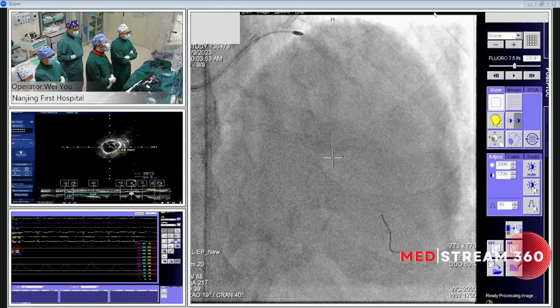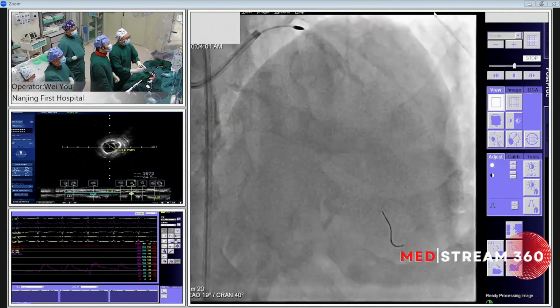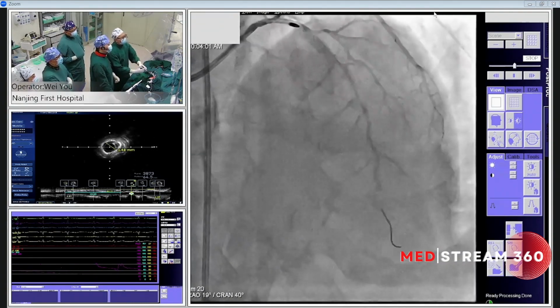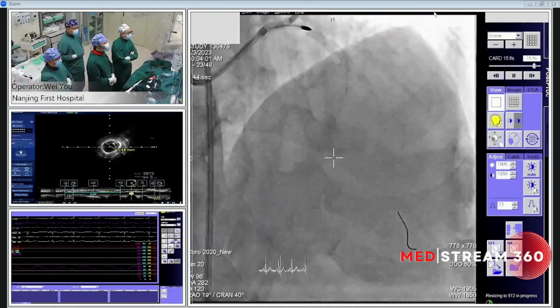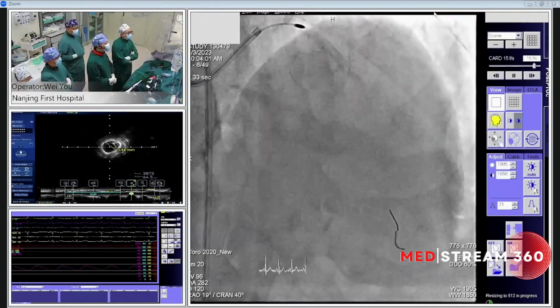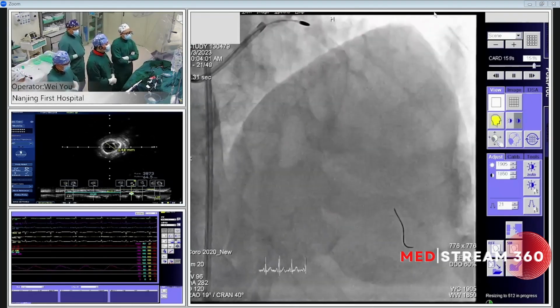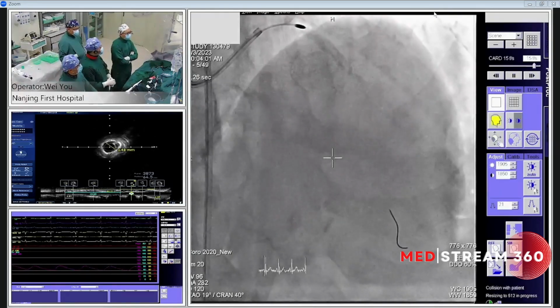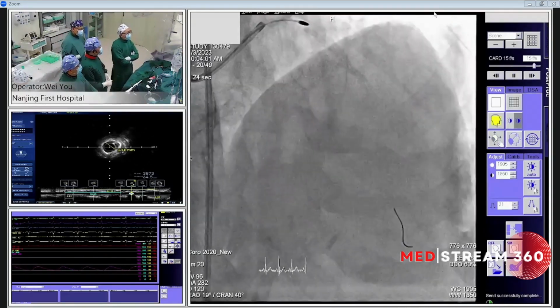Do you need any tests to check the flow? Okay, Chief. Flow is good. I think after 3 rounds of rotablation, we have successfully opened the significant lesion of the proximal LAD. Do you think we still need 1 or 2 more rounds of rotablation?